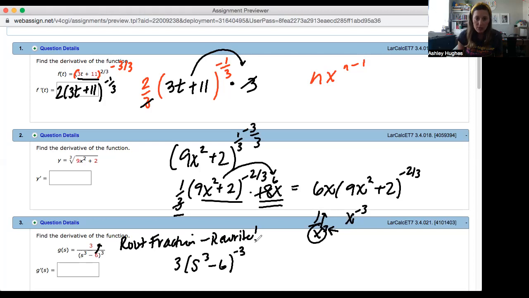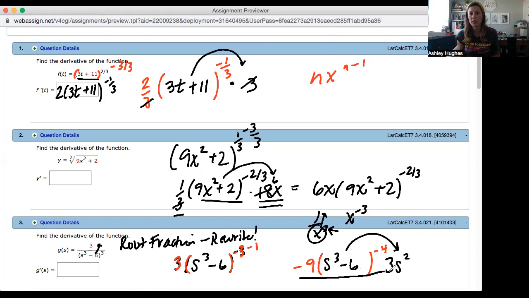So this would be to the negative 3 power. Our outer function, or the shell function, is this raised to the negative 3. We're going to bring the negative 3 down, so that'd be negative 9. You subtract 1, so that'd be negative 4. You keep the inside the same. And then you multiply by the derivative of the inside, which is 3s². Then you can just look across here and multiply 9 times 3, that's 27. So negative 27s² (s³ - 6) to the negative 4.